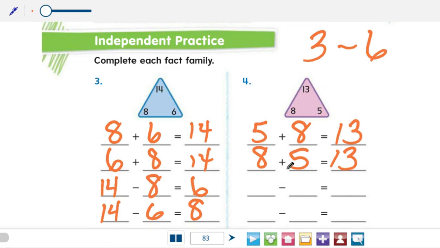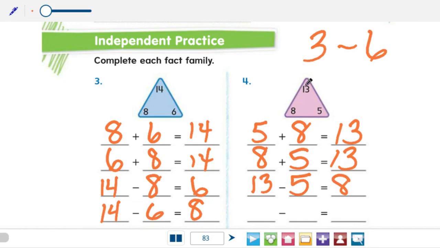Now I need to do my subtraction problem. So I'm going to start with the greatest number, which is 13. I'm going to slide down to the right. And so I'm going to go down to this 5. If you did the opposite direction, that's okay. So 13, slide down and minus 5 equals 8.